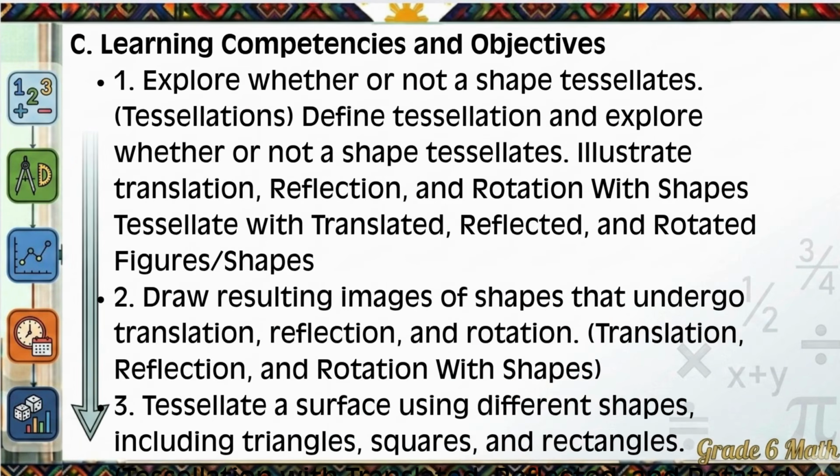C. Learning competencies and objectives. 1. Explore whether or not a shape tessellates. Tessellations. Define tessellation and explore whether or not a shape tessellates. Illustrate translation, reflection, and rotation with shapes. 2. Tessellate with translated, reflected, and rotated figures, shapes. Draw resulting images of shapes that undergo translation, reflection, and rotation. Translation, reflection, and rotation with shapes. 3. Tessellate a surface using different shapes, including triangles, squares, and rectangles.